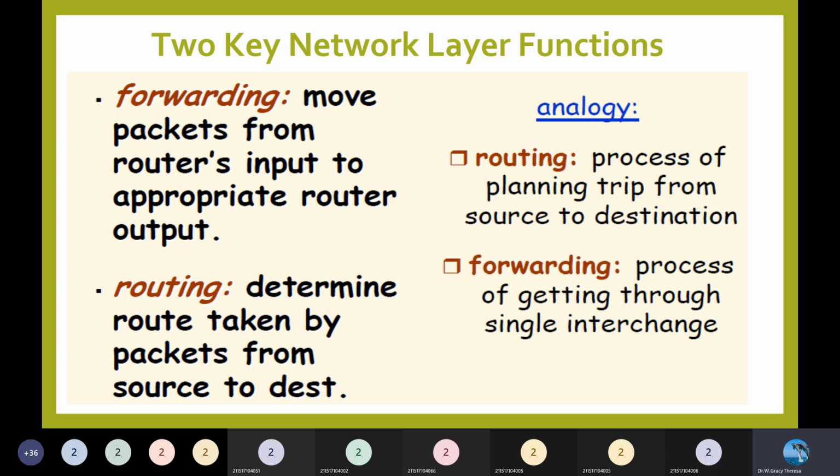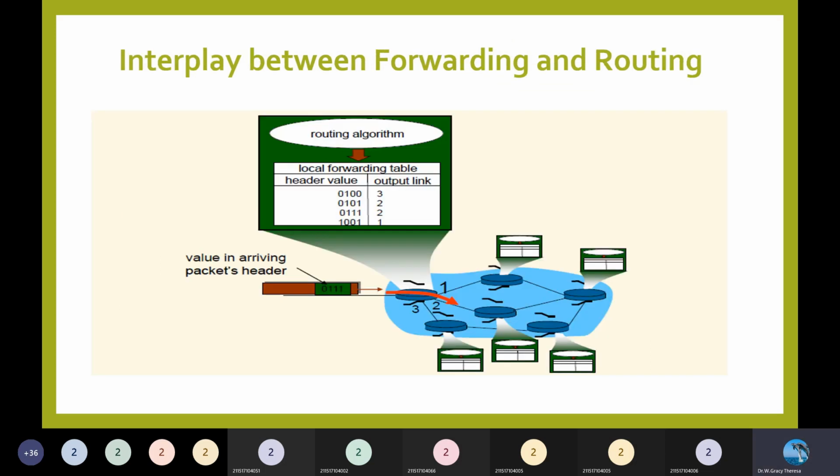As I said, forwarding is the way it delivers the packet to the next station, and routing is the way it maintains the routing table that helps in forwarding of the data packets. These are the two important functionalities of the network layer. Next, we're talking about the role of routers.